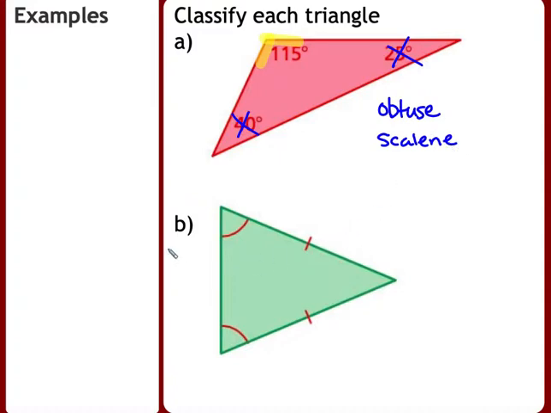Looking at B here, again I'm going to cross off these two angles here. We can see that this third angle is acute, so this is acute. I do see two tick marks here. So that means we have two congruent sides, so that's an isosceles, acute isosceles. And do notice we have these two congruent sides. Their opposite angles are also congruent.